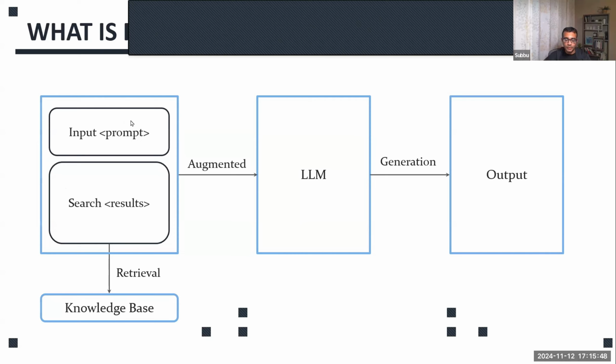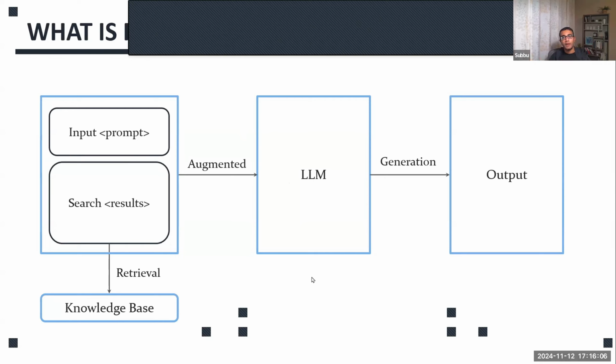When a user input comes in, we do a search to find out what the relevant articles are which are available within our knowledge base, and we attach that context along with our input, and we send it to the LLM. And the LLM generates the response. So this is basically the RAG architecture.